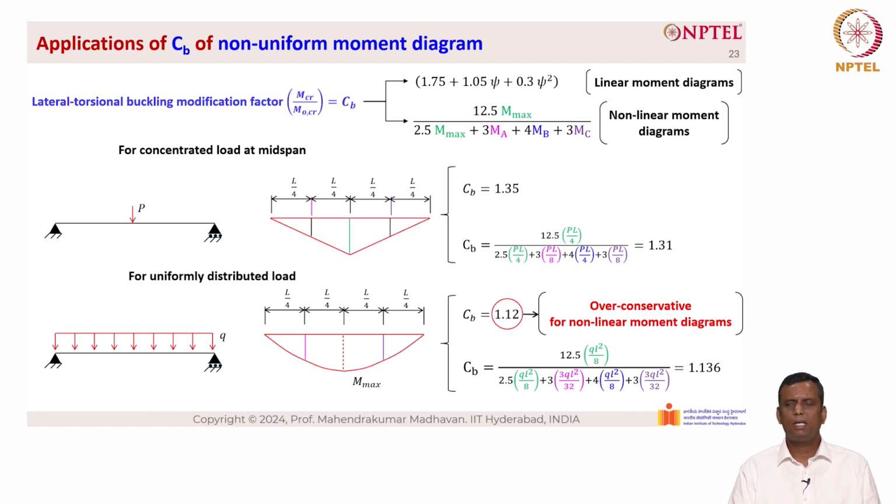Similarly, for the other case, which is loaded at the midspan, we have C sub B equal to 1.35, and the 1.35 is unconservative for linear moment diagrams compared to C sub B, which is 1.31 obtained from the equations that are currently present in the code. It is unconservative because 1.35 is greater than 1.31 and 1.35 is a multiplication factor to enhance the resistance of the MCR value. So having a value of 1.35 which is greater than 1.31 is unconservative for linear moment diagrams.